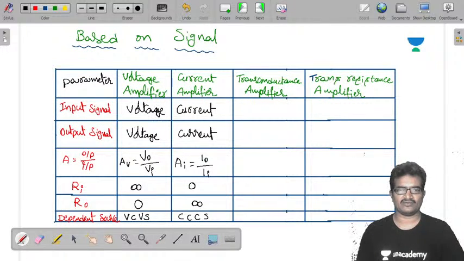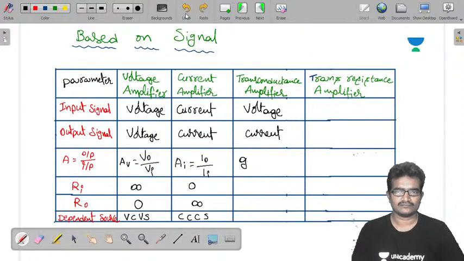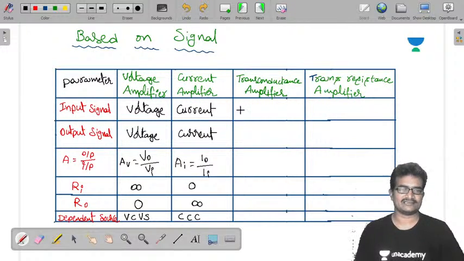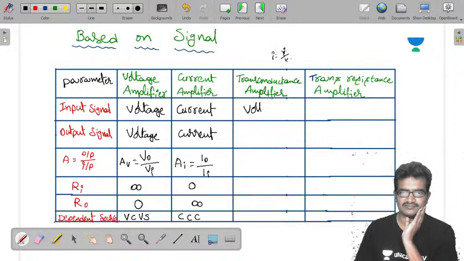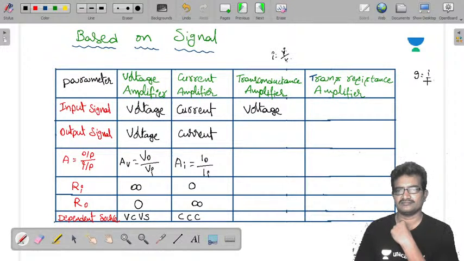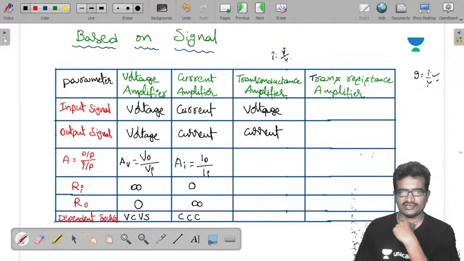Next, the transconductance amplifier. In this combination, the input is voltage and the output is current, and that gain we call transconductance, represented by GM. So G is I by V, output by input. I by V is conductance. Output is current, input is voltage.